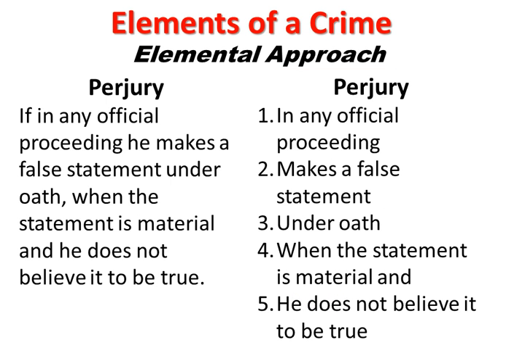Let's look at another example. Here we have a perjury statute. If in any official proceeding he makes a false statement under oath when the statement is material and he does not believe it to be true, this is the crime of perjury. Now we break it down into its elements. In any official proceeding, makes a false statement under oath when the statement is material and he does not believe it is true. Here again you see that the prosecution would have to prove each and every one of these elements, and then the defendant would try and negate each of these elements.